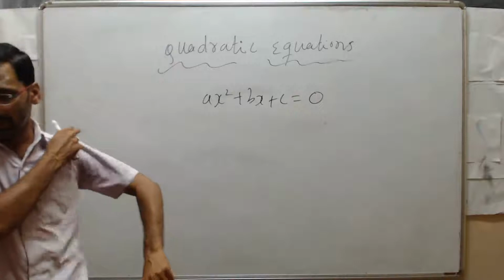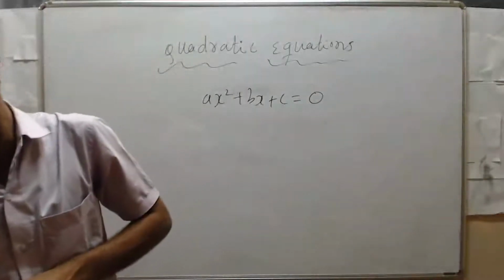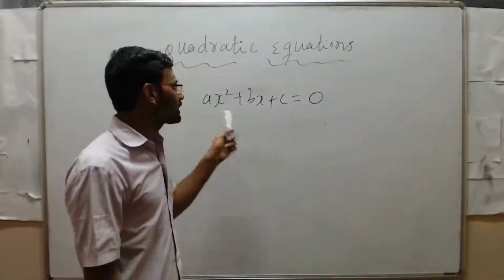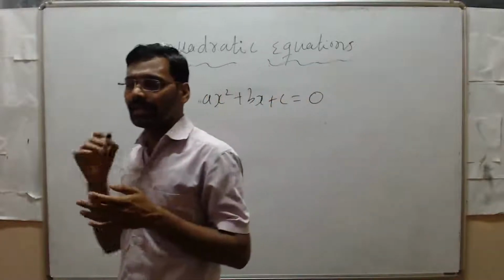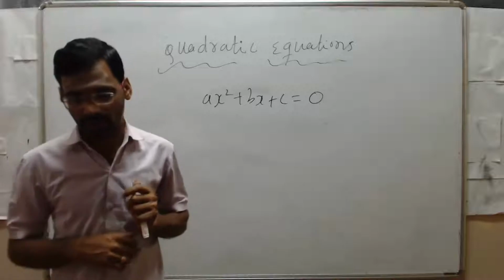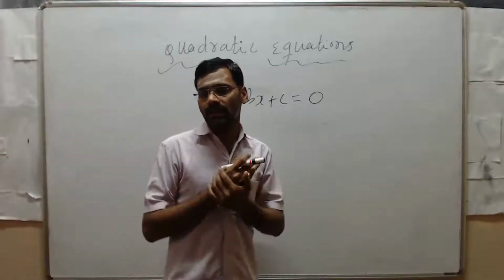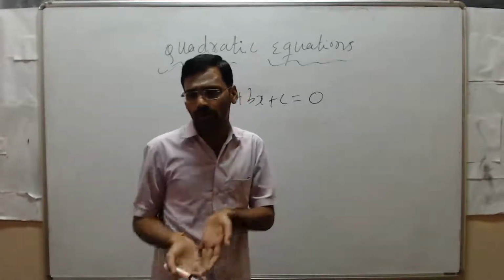Quadratic means its variable degree is how much? 2. Now it is a quadratic equation. It is the standard form of a quadratic equation. So what is the use of quadratic equation? How can we solve this?